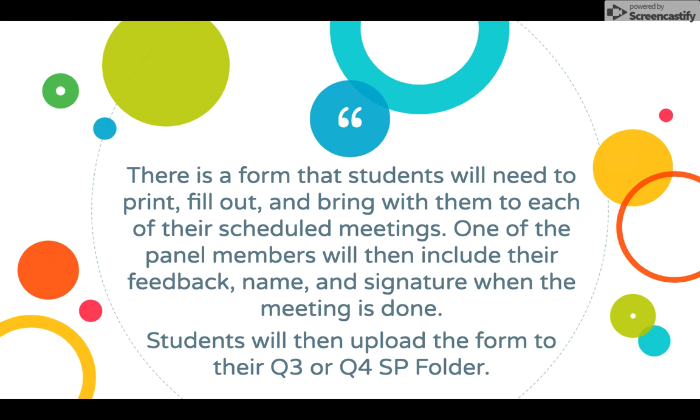For both quarter three and quarter four, there's a form. They're called project verification form number 1 and project verification form number 2. So in quarter three, print out project verification form number 1, fill it out, and bring it with you when you go to your scheduled project verification meeting. And I'll talk about that in a minute.